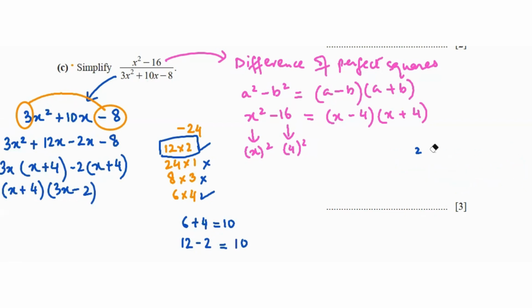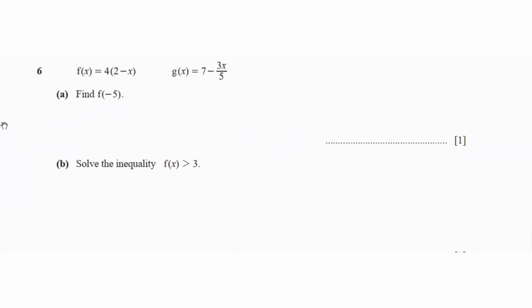So just going to erase that. And over here, these are our factors. If we rewrite the entire thing as a fraction again, f of x equals 4 times 2 minus x, and g of x is 7 minus 3x over 5. Find f of negative 5. So f of negative 5 is going to be 4 times 2 minus negative 5, which is 4 times 2 plus 5. That is 4 times 7, and that is 28.